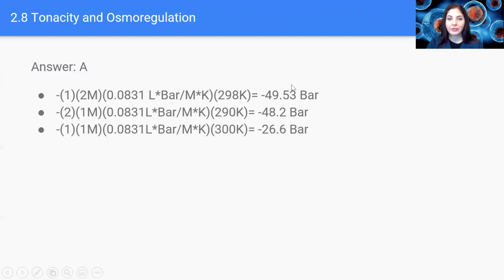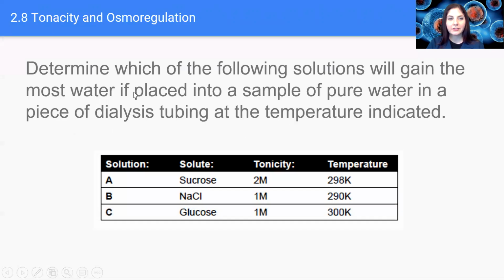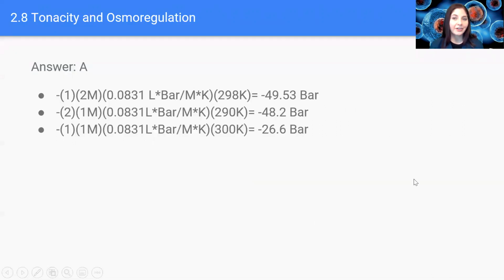Now, looking at the numbers themselves, this one is the most negative. So if we go back to the question, it says determine which of the following solutions will gain the most water. So which one of those solutions is water going to flow into? Water is going to flow from a higher water potential down that concentration gradient into the lower water potential, meaning it would have a higher concentration of solutes. A, after we calculated it, would have a higher concentration of solutes. So the answer would be A.